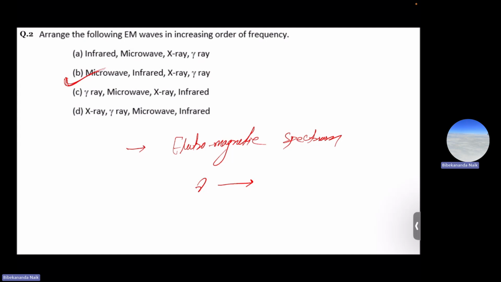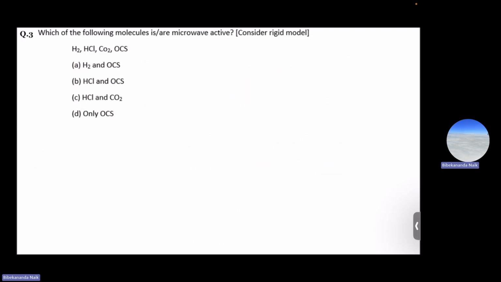Now we move to question number 3. Question number 3 says, which of the following molecules is or are microwave active, and consider they are rigid models, because in case of non-rigid the things will be different. In the non-rigid case the bond also vibrates, and we need to consider other things, but here we consider only the rigid model, because the bond length does not change. And we need to find out which of these molecules is or are microwave active.